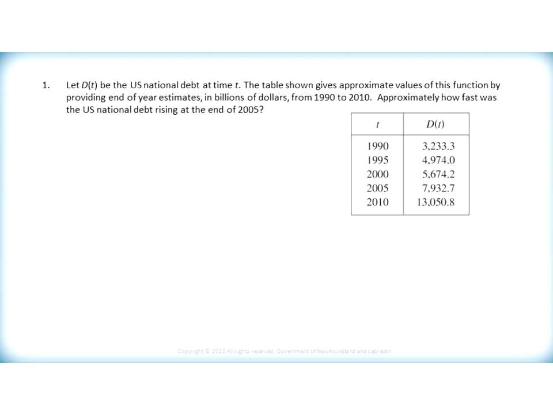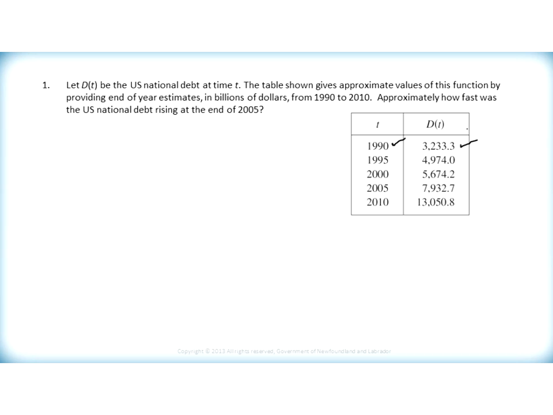Here's an example of a very similar question that you might see from a test or an exam. It says, let D(t) be the national debt in the United States at time t. The table shown gives approximate values of this function by providing end-of-year estimates. It's in billions of dollars, and we can see that at the end of 1990, the national U.S. debt was about $3,233.3 billion. That's a lot of money.